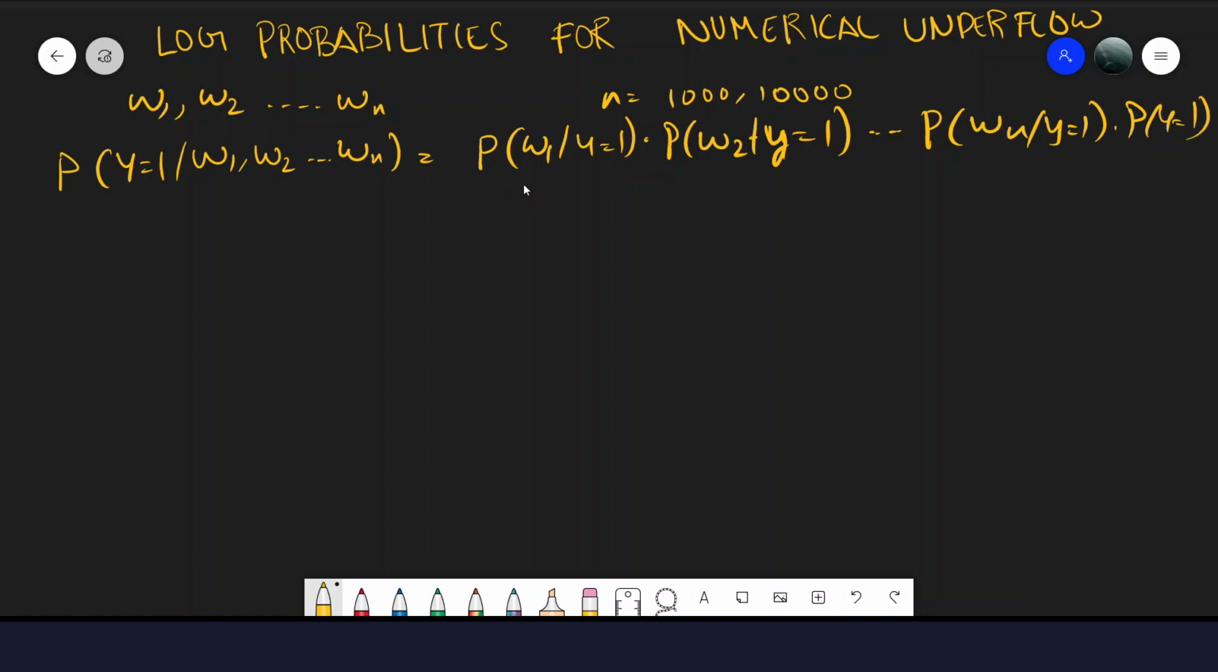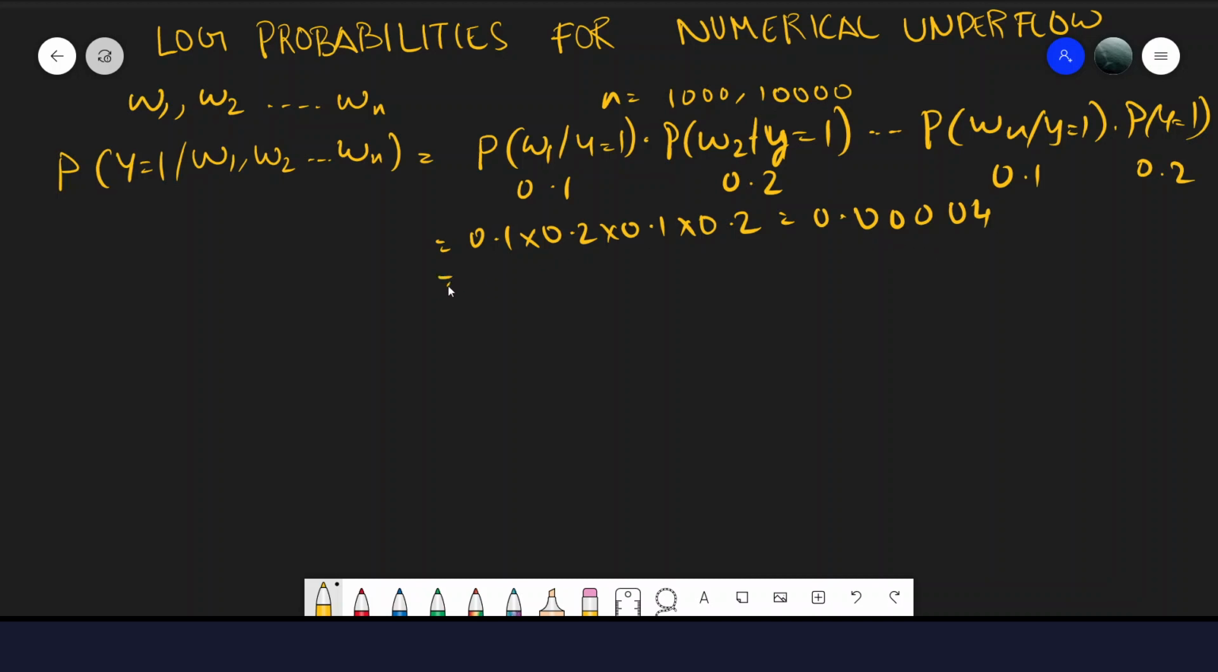Since these are probabilities, you know each is a number between 0 and 1. It could be something like 0.1, 0.2, then 0.1, 0.2, like that. Now, you would see there's obviously a problem here, because these are just four words, and if I multiply 0.1 times 0.2 times 0.1 times 0.2, I'd get 0.00004. And this is just for four words.